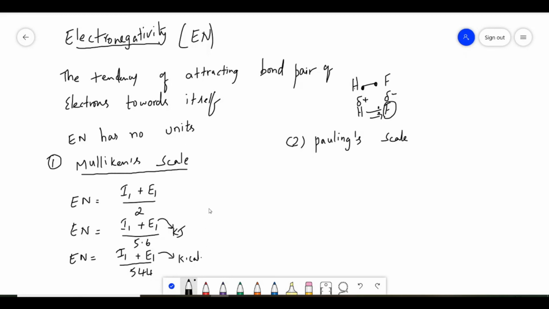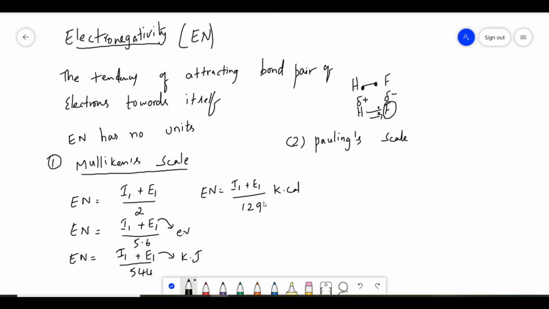And one more is there, it is electronegativity is equal to (ionization energy plus electron affinity) by 129. Oh, sorry, this is in kilocalories, and this is, sorry, this is electron volts. This is electron volts, and this is kilojoules, and this is kilocalories. So this is about the Mulliken scale.